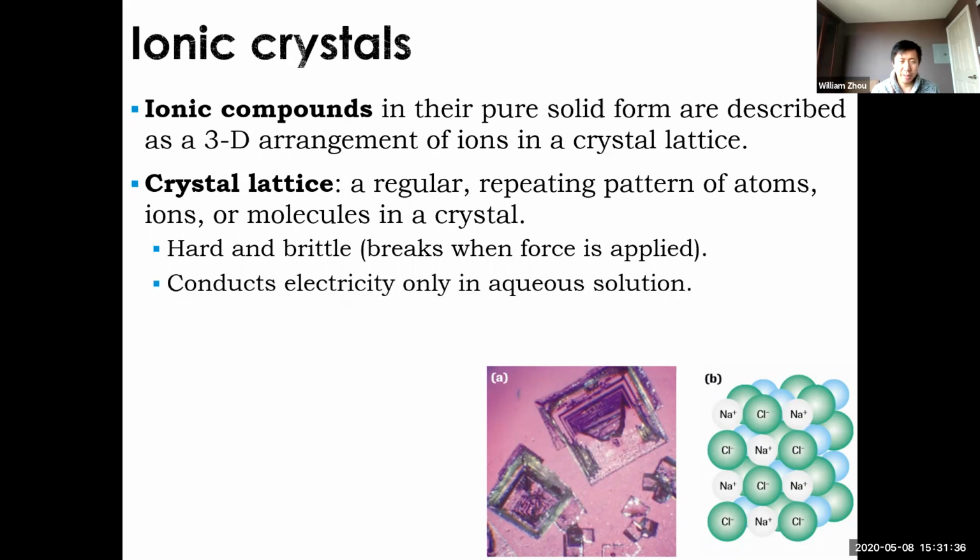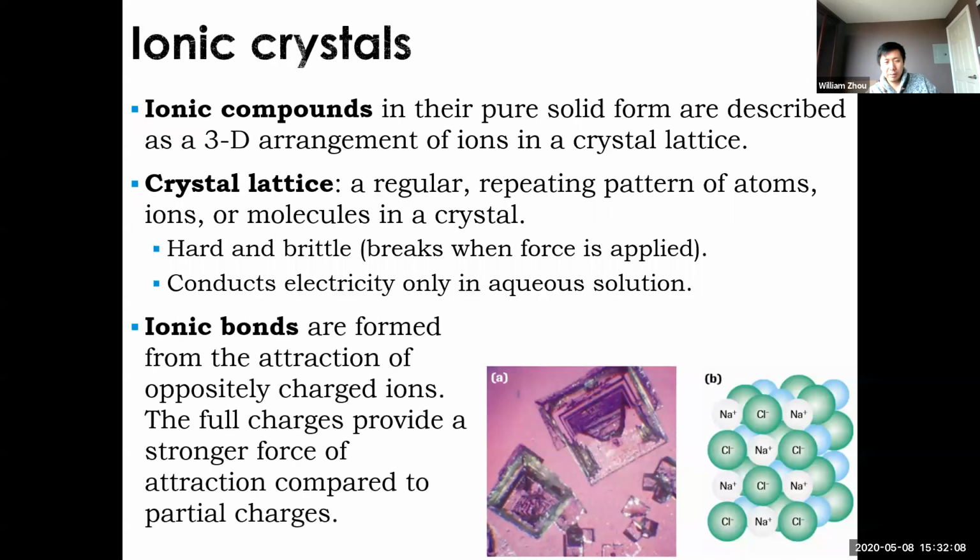It conducts electricity only in aqueous solutions or a liquid. So if you take an ionic solid like sodium chloride, in the solid form, your table salt is not going to be a good conductor. But if you dissolve that in water, all the ions will break apart, then it becomes conductive to electricity. Or if you have enough heat to melt your sodium chloride into a liquid form, then the ions will now be free flowing. It will still conduct electricity. Okay, so ionic bonds are formed from opposite charges.